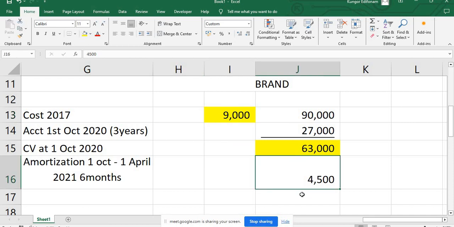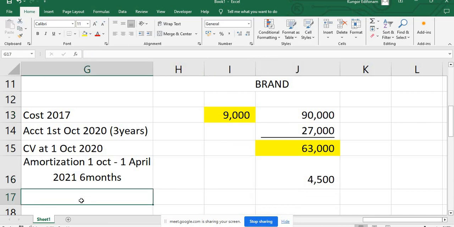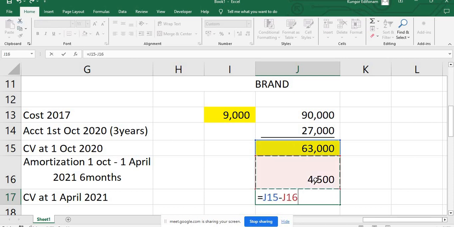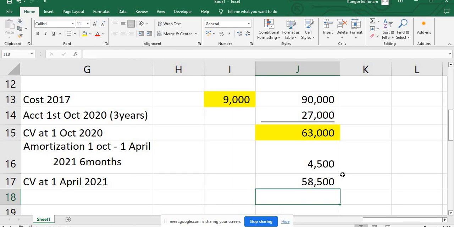45,000. So if we less it from it, we know the carrying value as at 1st April 2021, when we were conducting the test. So this minus this, then we'll get 58,500. I hope that calculation was very simple.